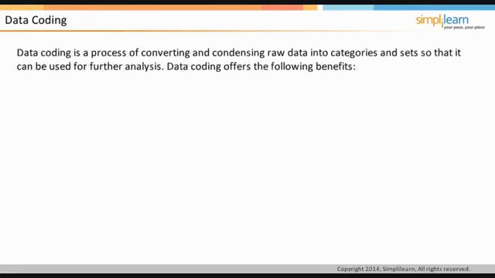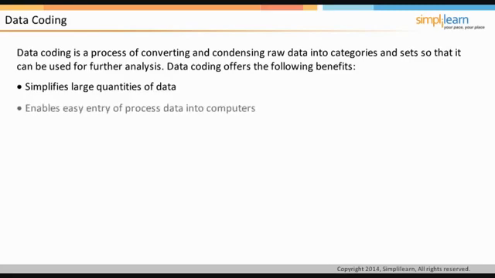Data coding is a process of converting and condensing raw data into categories and sets so that the data can be used for further analysis. The benefits of data coding are listed here. Data coding simplifies the large quantity of data that is collected from sources. The large amount of data makes analysis and drawing conclusions difficult. It leads to chaos and ambiguity. Data coding simplifies the data by coding it into variables and then categorizing these variables.